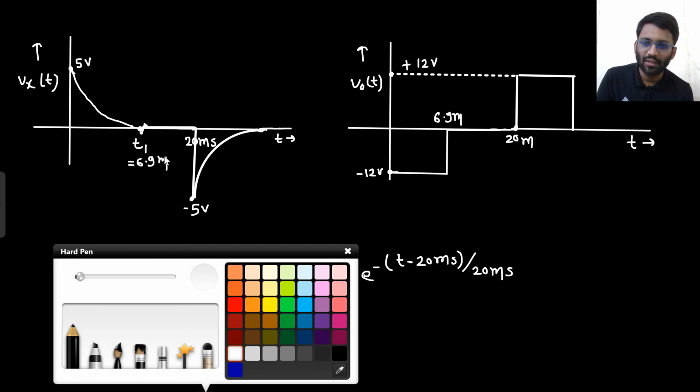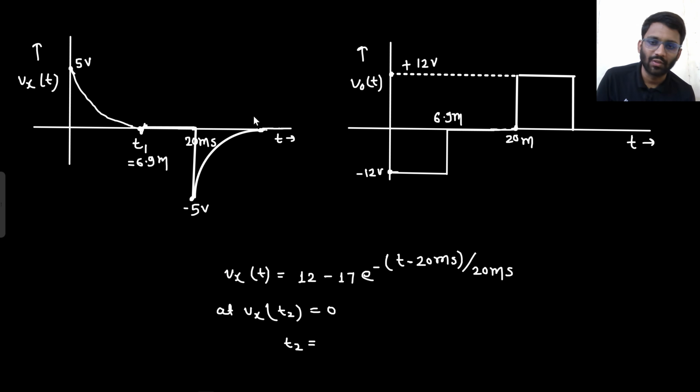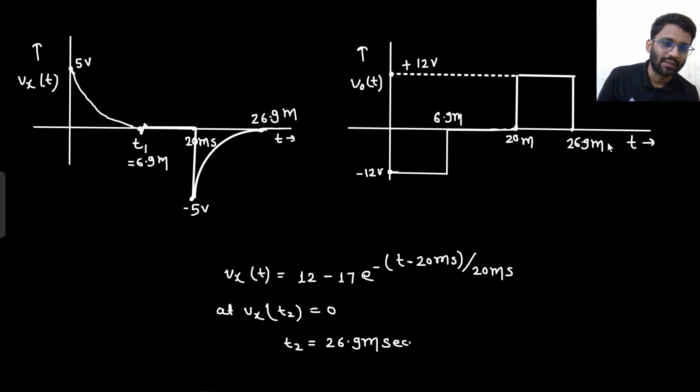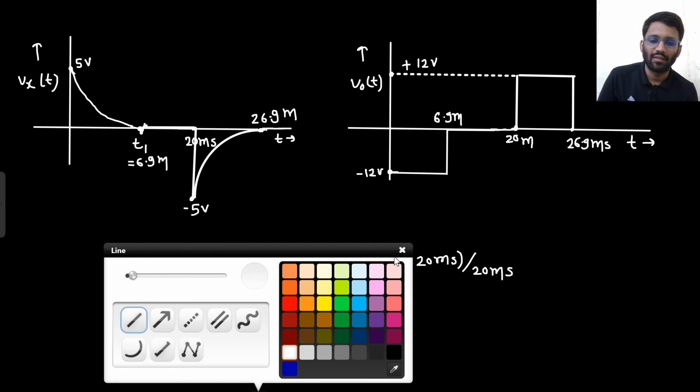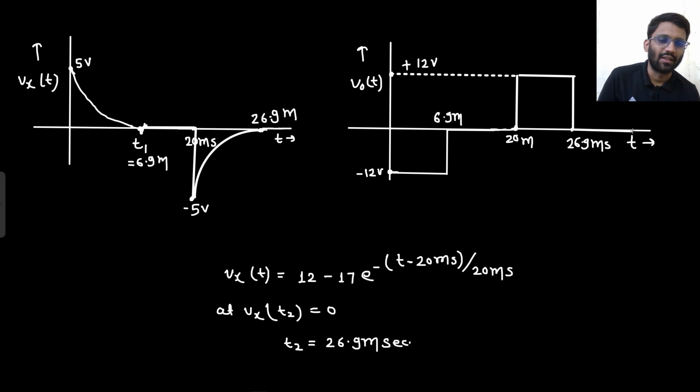So what will be the time? 6.9 millisecond it will take, so this will be 26.9 milli. I don't even need to solve this equation. I can get to know that my t2 will be 26.9 millisecond, right? And after that, it will remain there. The Vx node will remain there as it is. So this was the depth of the question.